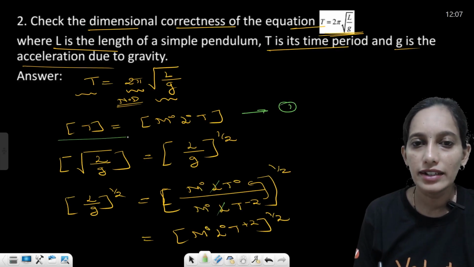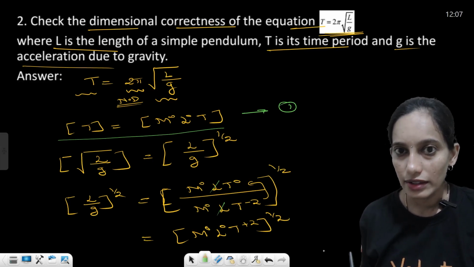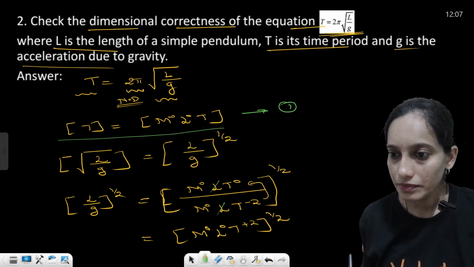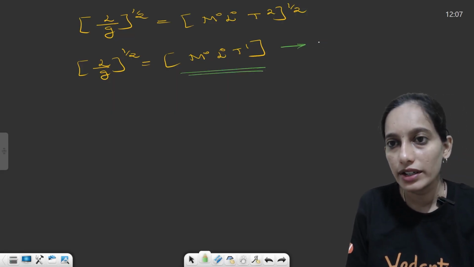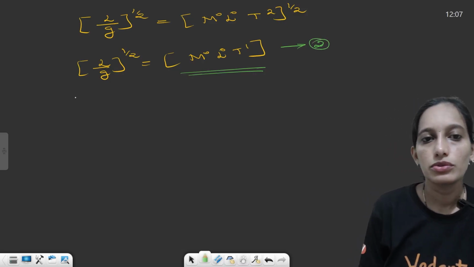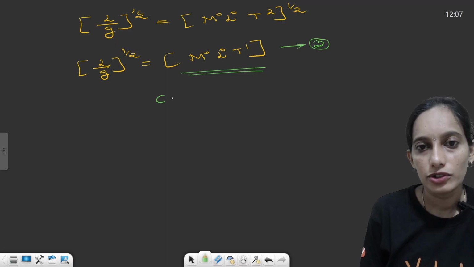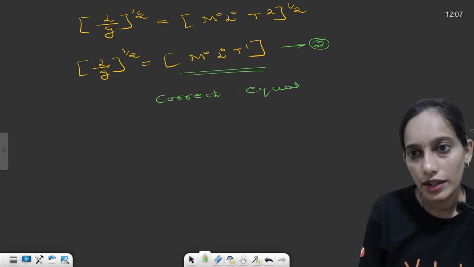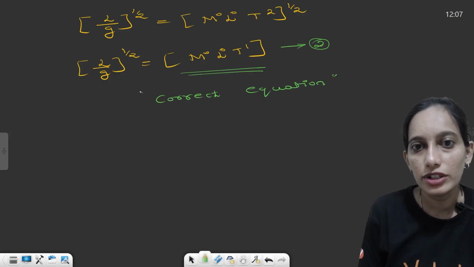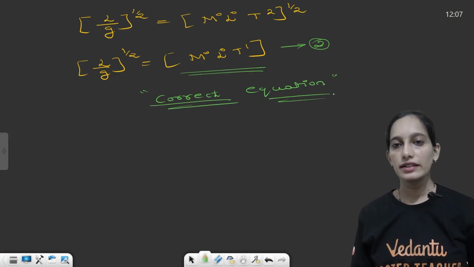On the left hand side, the dimension of time is M^0 L^0 T, and similarly on the right hand side the dimension is M^0 L^0 T^1. So I can call this equation 2. So again it is a dimensionally correct equation. If you want to be more precise, it is a dimensionally correct equation.